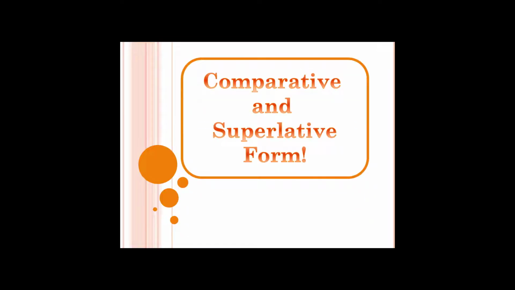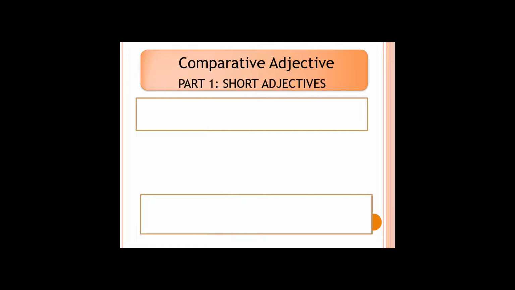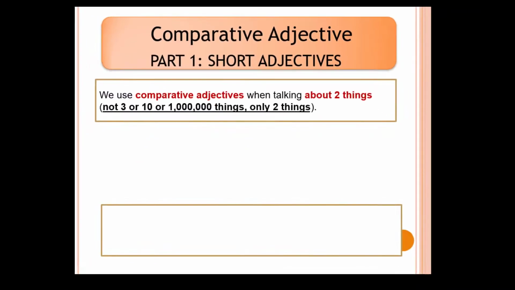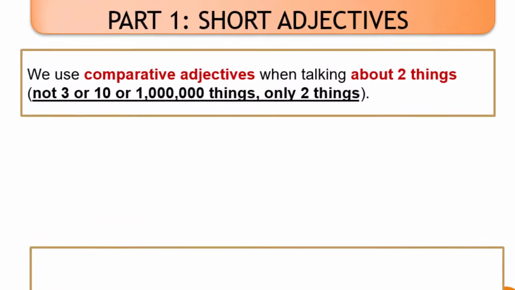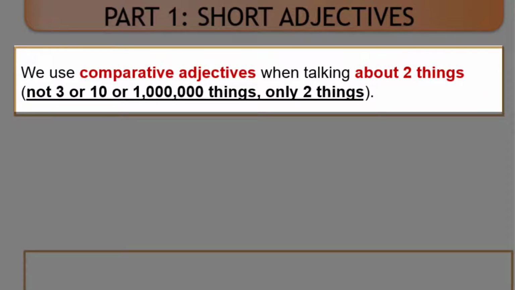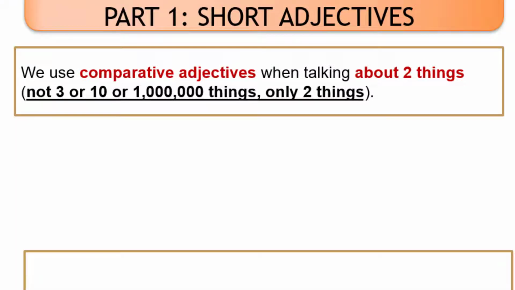And today we're going to see the comparative and superlative form. Well, the comparative form, we're going to see the first part, which is about short adjectives. We use the short comparative form when talking about two things, not 3 or 10 or 1 million things, just or only two things, which means we compare between two things, two people, two objects, two animals, two cities, which means the maximum here you should compare between two things, no more, no less.